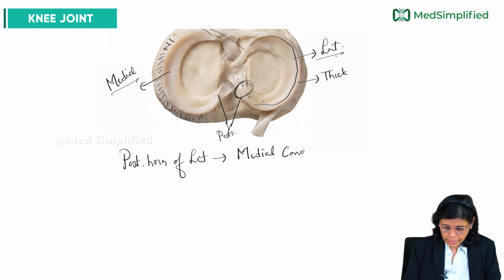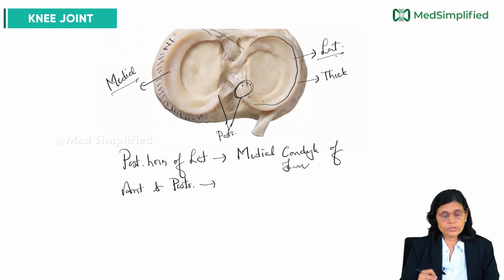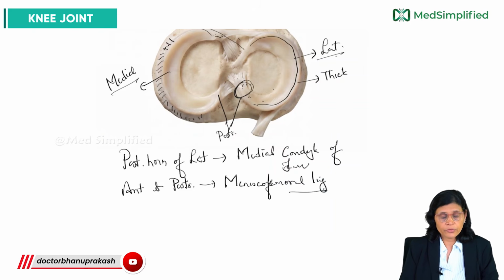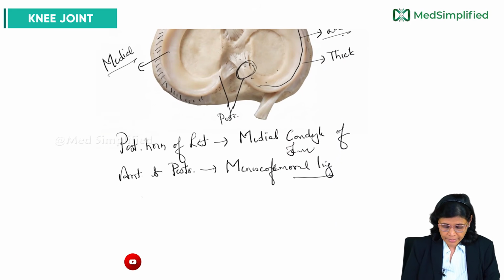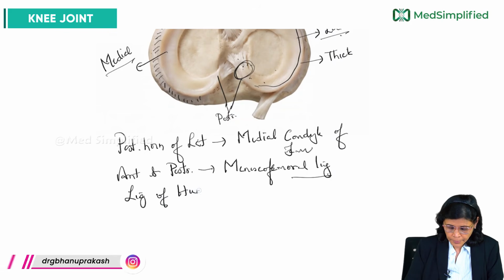by two ligaments, which we call the anterior and posterior meniscofemoral ligaments, because it is attached from the meniscus to the femur. The anterior meniscofemoral ligament is called the ligament of Humphrey.